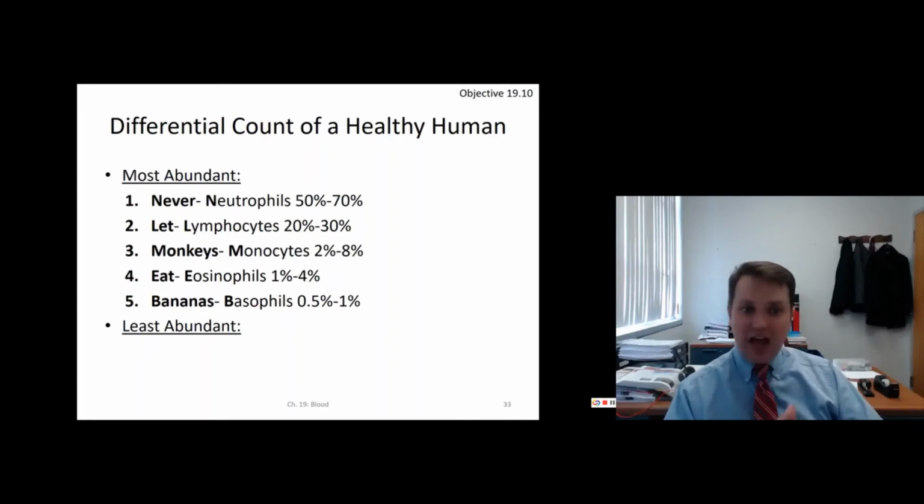And they're at the bottom, so they're in the basement. So never let monkeys eat bananas. Neutrophils, lymphocytes, monocytes, eosinophils, basophils, most to least. Okay? Abnormal, happy, healthy human. And this is something I'm going to test you on.